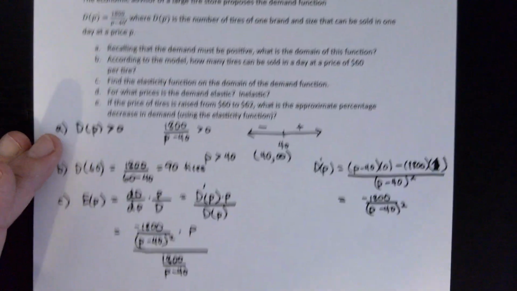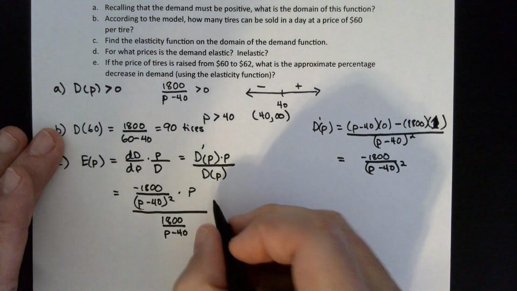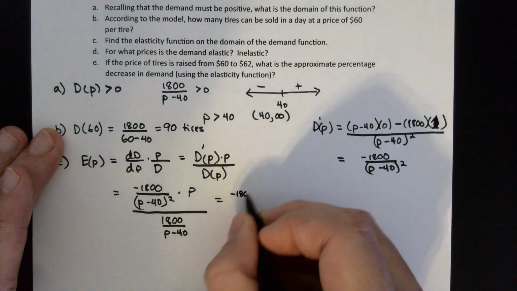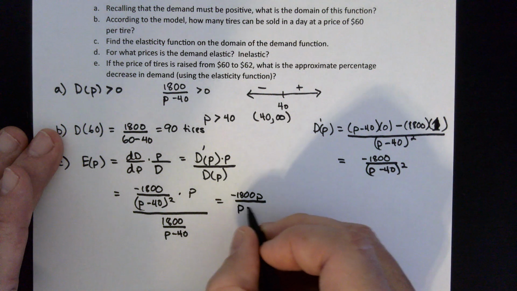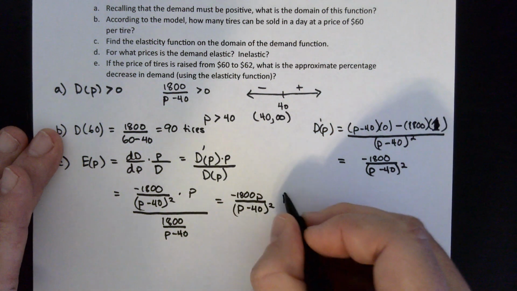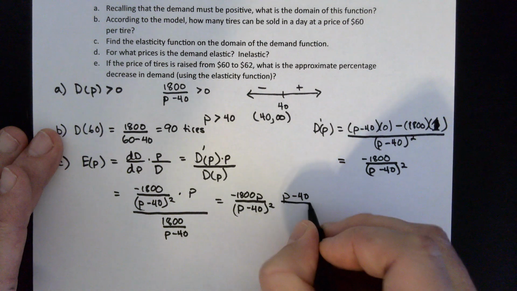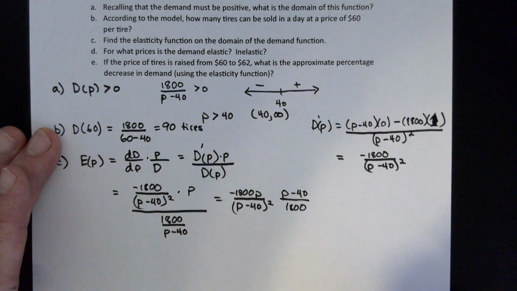Okay, so I'm going to flip that fraction up, bring it up to the top. I'm going to put this p over there with that 1800. So it'd be negative 1800p, bringing that p in, divided by p minus 40 squared. Now I'm going to flip this fraction and put the p minus 40 on top, and I'm going to put the 1800 on bottom. So I flipped it and multiplied it.